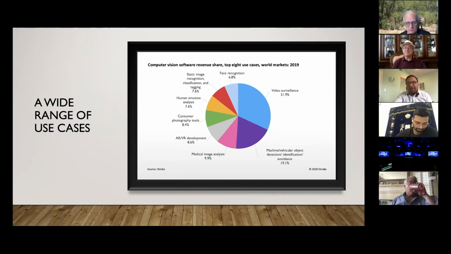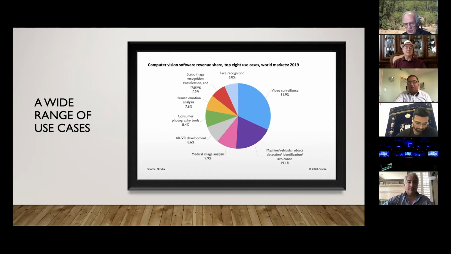The second most popular use case is machine vehicular object detection, identification, and avoidance. All that is saying is that anything that moves, whether indoors or outdoors, has to look around, identify the objects in front, and then lay out a course to go around. So all the automotives and robots, anything that moves, vacuum cleaners and what have you, fall into that category.